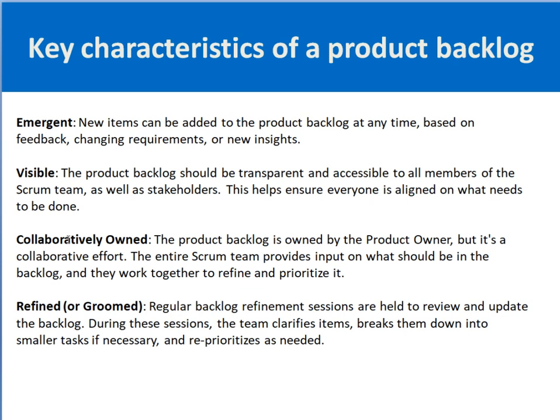Collaboratively owned means that the product backlog is owned not only by the product owner, but also by the Scrum team and the development team as well. So the Scrum team as a whole, including the product owner and the development team, they own the product backlog. They work together on this document, they prioritize it, and they use it for the sprint backlog as well.